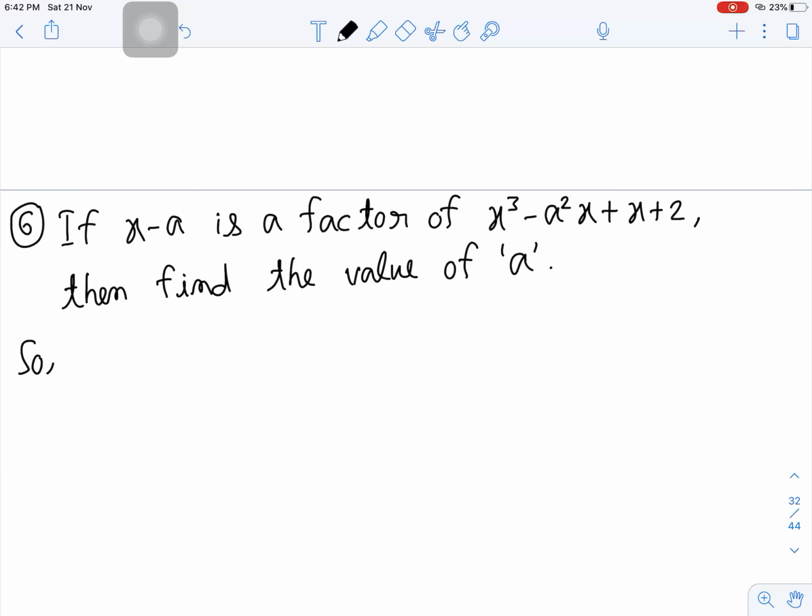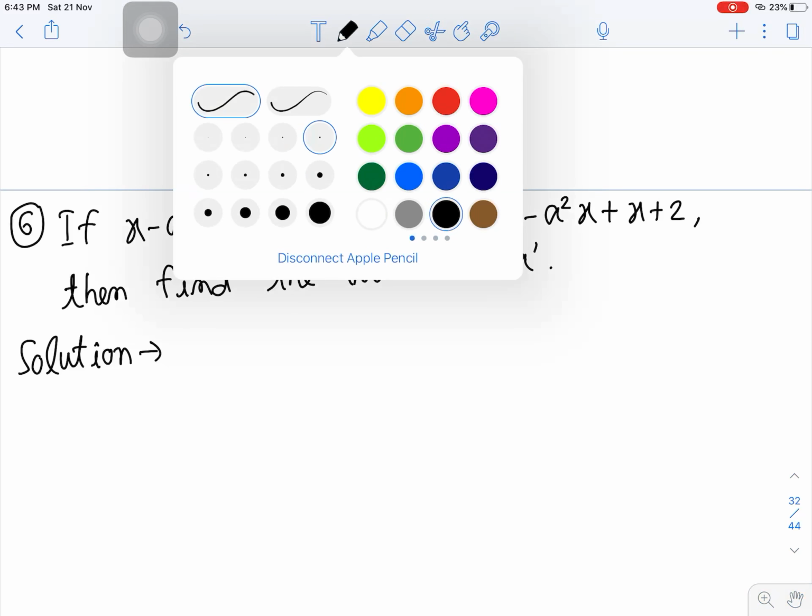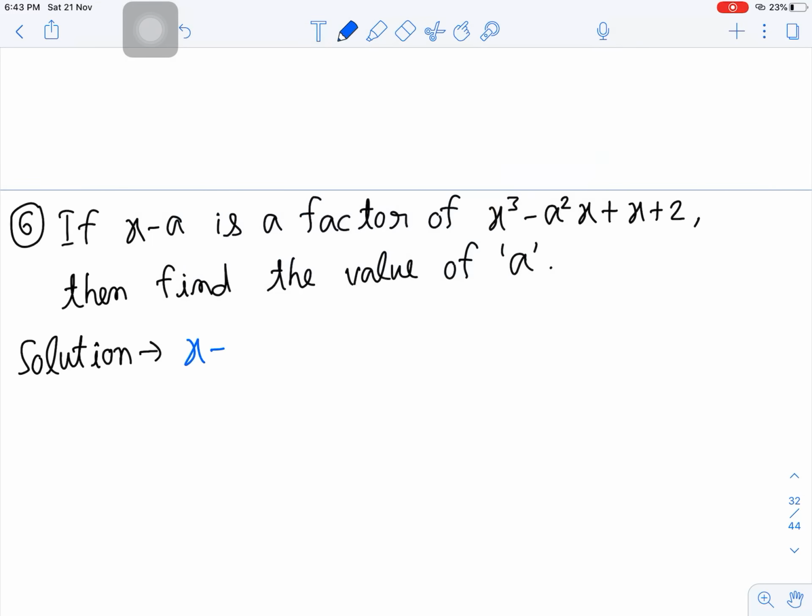Okay, so by the remainder and factor theorem, you know very well that if x minus a is a factor, it means when you divide this polynomial by its own factor, the remainder would be 0. Now to find the remainder, what do we do? We equate the divisor, here x minus a, to 0. Then we'll get x equal to a. Now when we substitute x equal to a in the polynomial, we will get the remainder. But we also know that the remainder is nothing but 0.